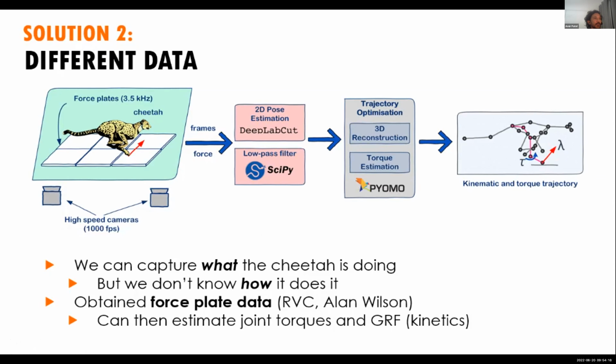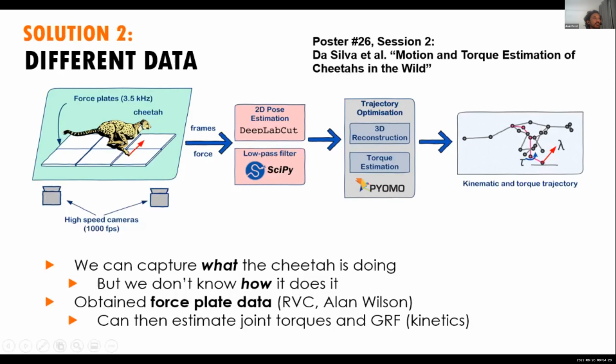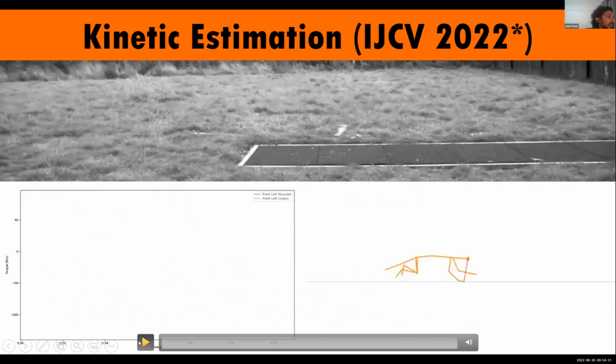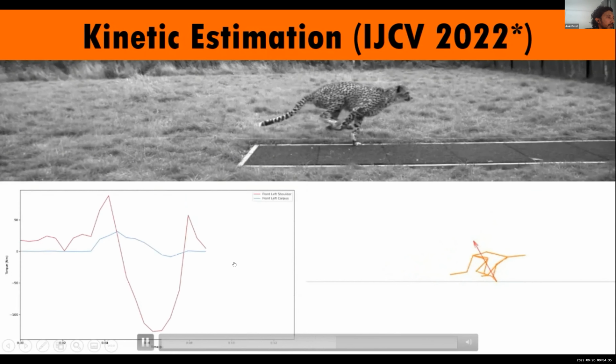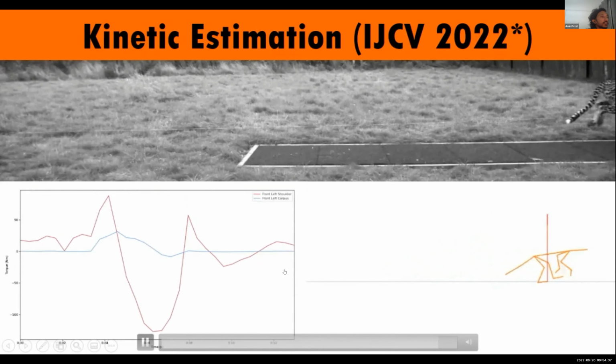I won't go into detail about this too much, but my student Zico is in poster session 2, number 26, I think. You should go and check out his talk. So just a sneak peek of what it looks like. Here we see the cheetah and it runs on the force plate, and now we can actually predict the torques of the cheetah as they're running on the plate.